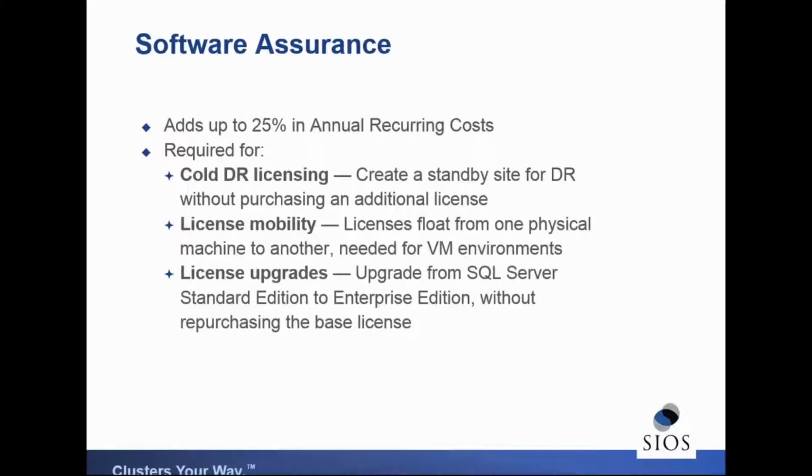One other thing is license mobility. Licenses float from one physical machine to another in a VM environment. This has been the case since about 2 or 3 years ago. The Microsoft team decided that you can only move a license once every 90 days. So this would apply both to physical clusters and VMs. So theoretically, if you don't have software assurance, you could only fail over your cluster once every 90 days without having license mobility. And the same thing would apply for a VM.